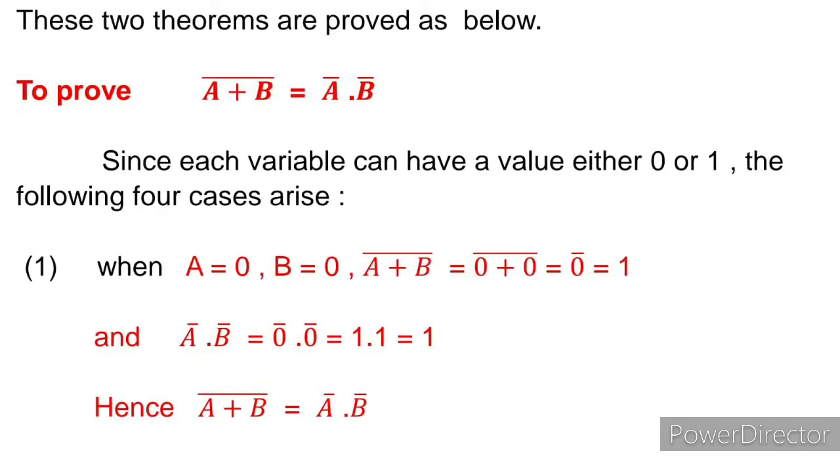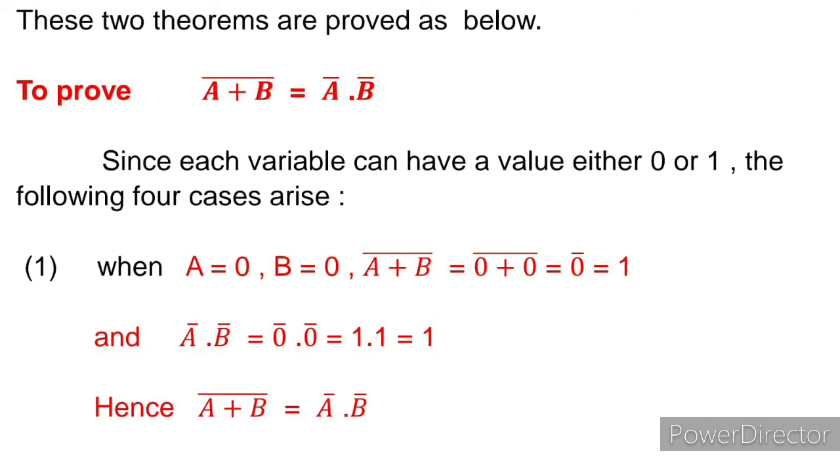These two theorems can be proved. Again, this type of question is asked: state De Morgan's theorem and prove it. So how to prove these two theorems? Number 1: (A plus B) bar is equal to A bar dot B bar. Since each variable can have a value of either 0 or 1, the following four cases arise.